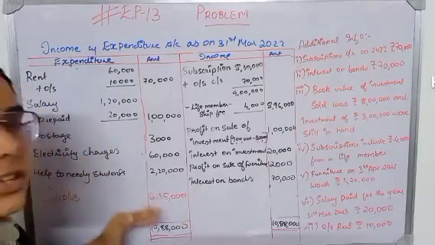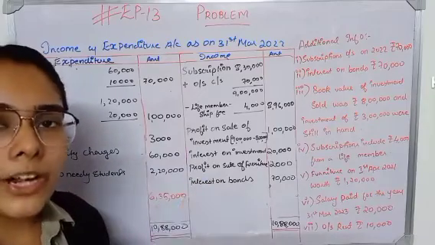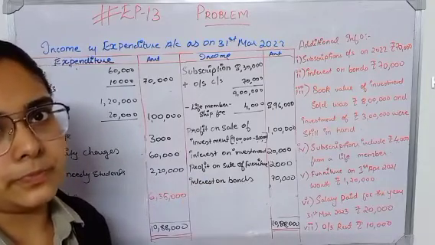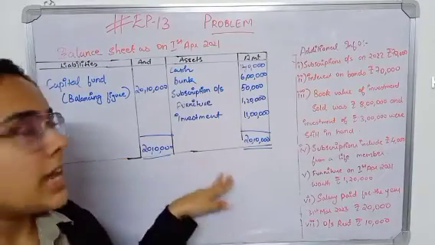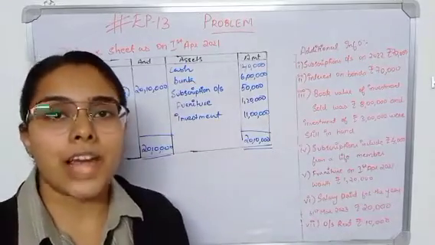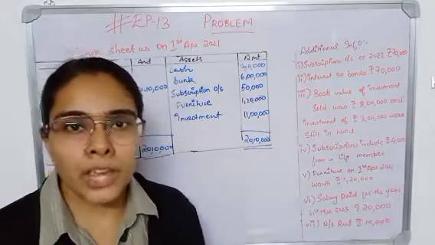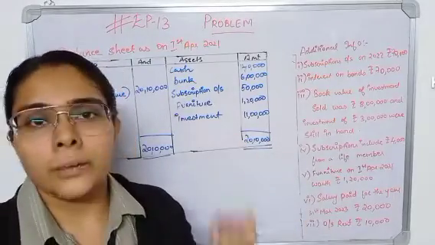Okay, this is all about income and expenditure account. Now let us see the opening and closing balance sheet. Here we have the opening balance sheet, and why are we preparing the opening balance sheet? In order to find the capital fund. Capital fund won't be given in the question, so you have to find it out by preparing the opening balance sheet.